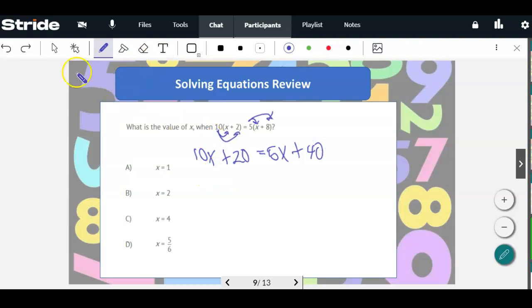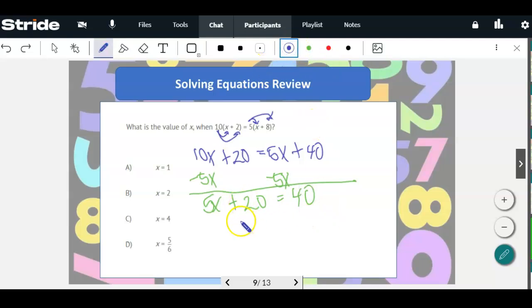Now we need to put the variables on the same side. So we're going to subtract 5x from both sides. If I'm going too fast, please pause it. 5x plus 20 is equal to 40. And also jot down any questions you have.